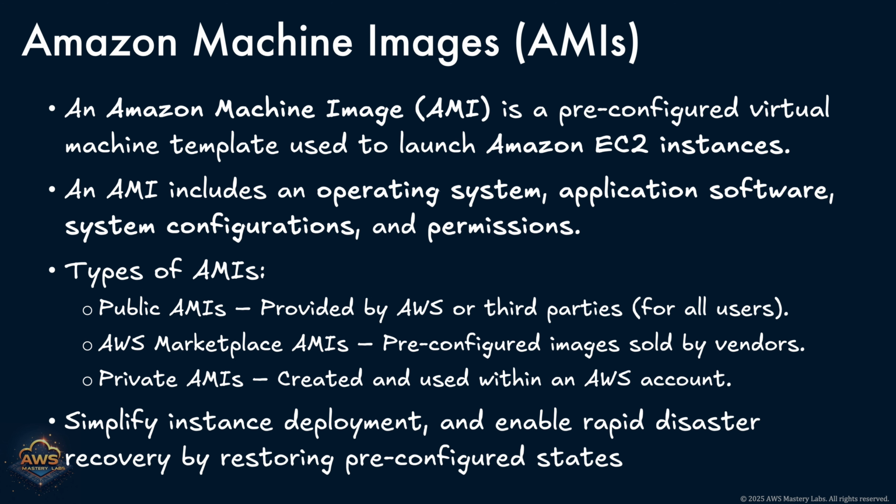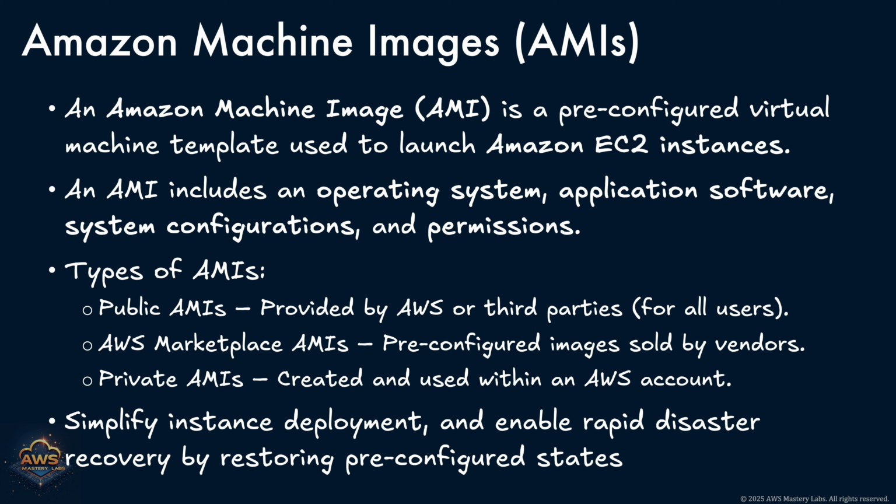When you launch an EC2 instance, the Amazon Machine Image, or AMI, acts as the blueprint that defines the initial software state of that instance. It includes everything needed to boot and run the system: the operating system, any pre-installed applications or libraries, the initial configuration, and any patches applied at the time the AMI was created. Essentially, the AMI determines what software environment your instance will start with, whether it's a bare operating system or a fully configured application stack.